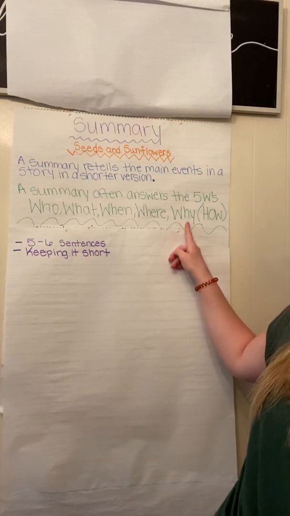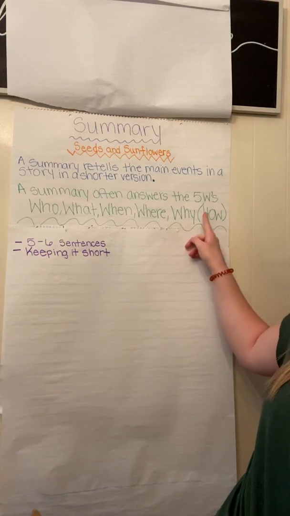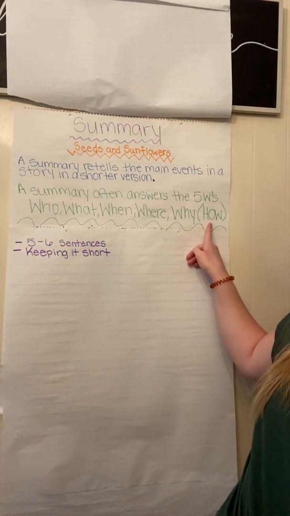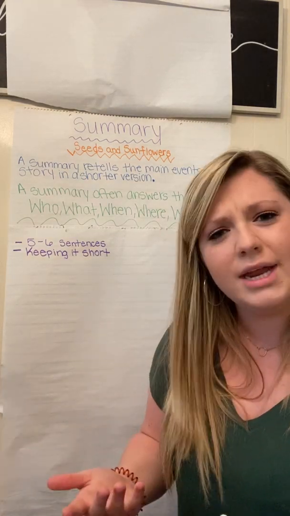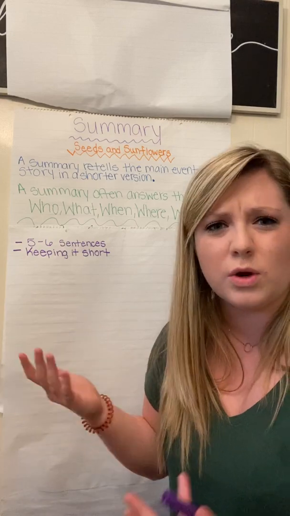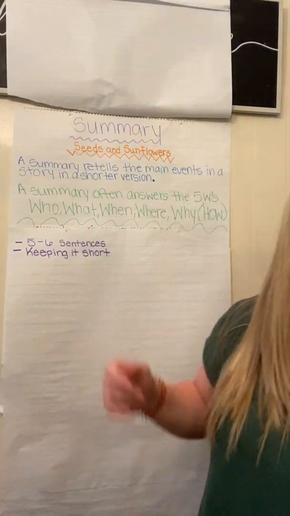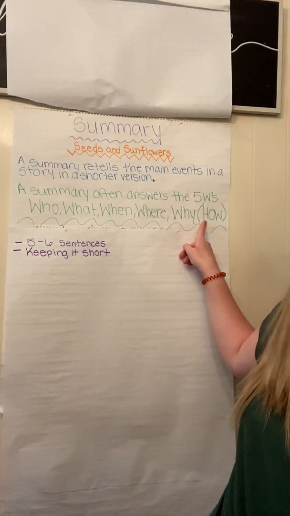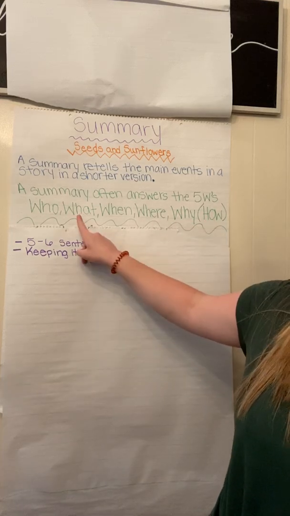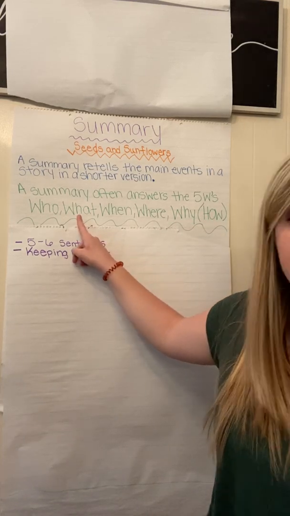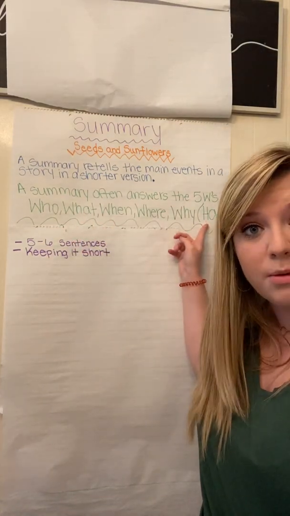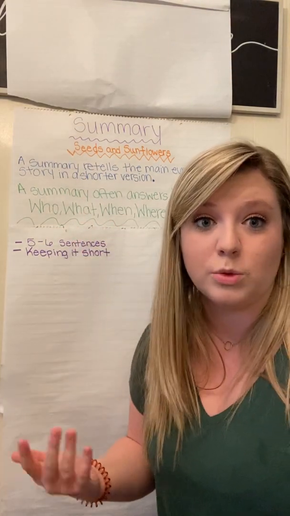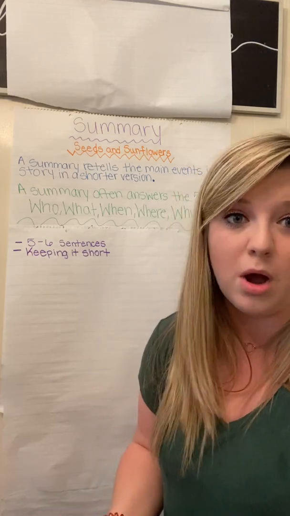And then the why. When we talk about our why/how, we want to talk about why certain things happened in the story. So why did some of the things that occurred in the story happen? And then how the problem in the story was solved. So when we tell our what, we always tell what the problem was. So at the end of our summary, we have to tell how that problem was solved. How did they fix their problem?